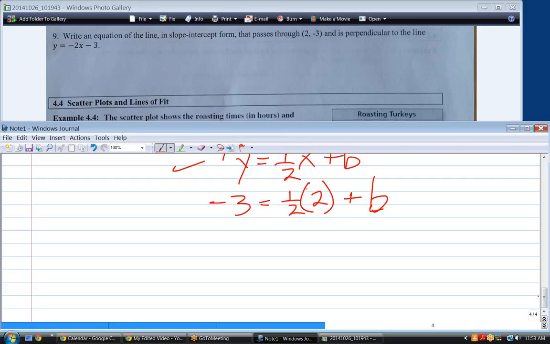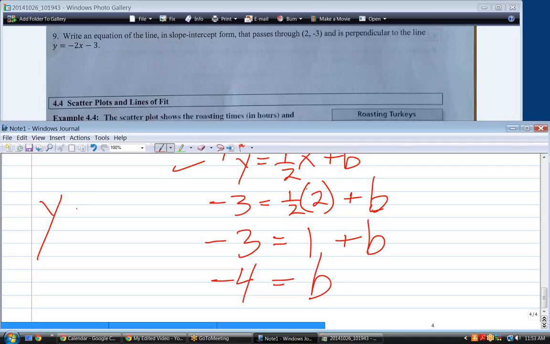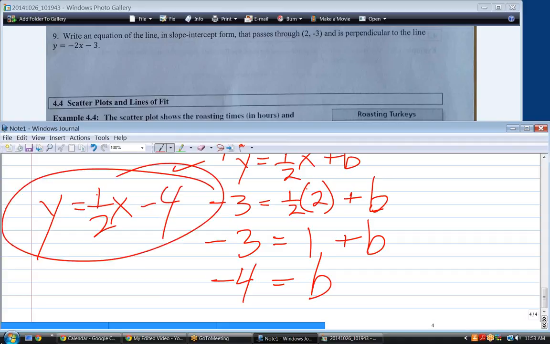So 1/2 times 2, so -3 is equal to 1 plus b. Then you subtract 1, so -4 is equal to b. And what's our final equation that we're going to write as an answer? y is equal to 1/2 x minus 4. That is a method that you are going to repeat over and over and over when studying algebra.